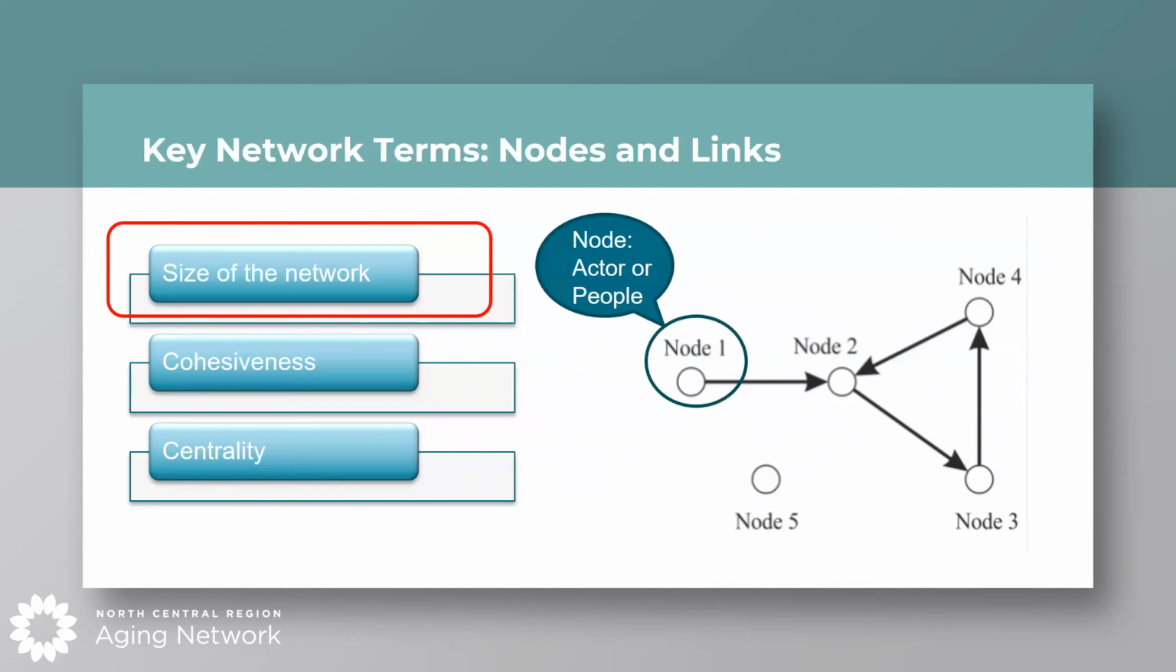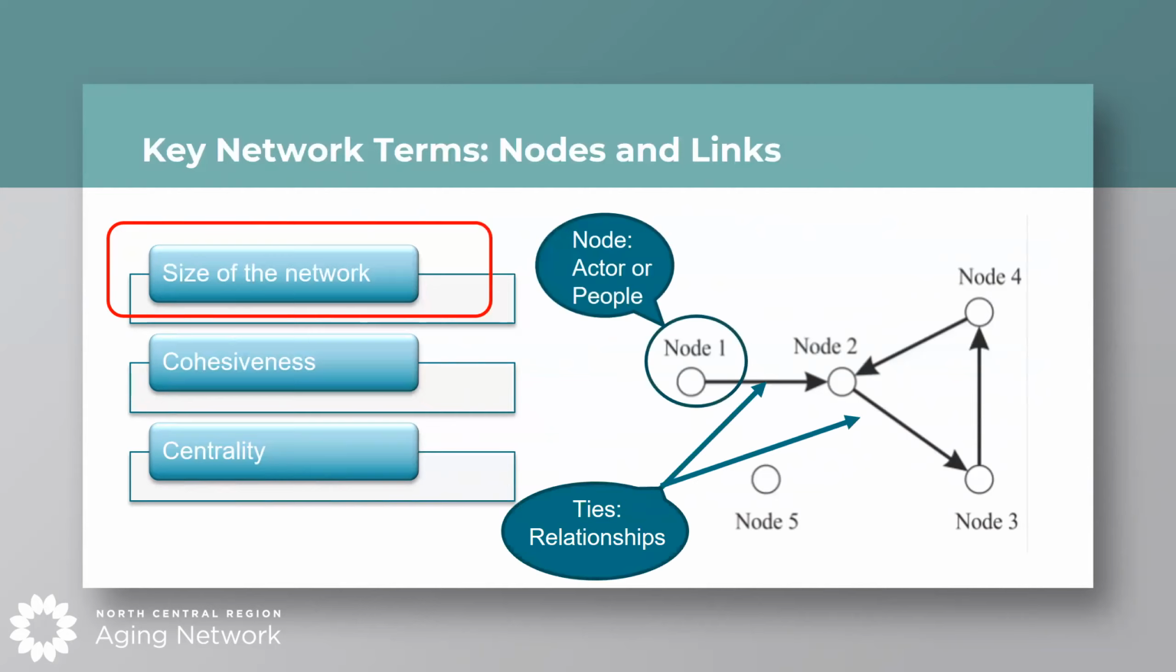So a node is the actor or people, or it can be a system, or it can be a group or an organization. And the tie often indicates the relationship between the two nodes. So as you can see, if there are many links between the nodes, it means the network is busy and the size is larger.